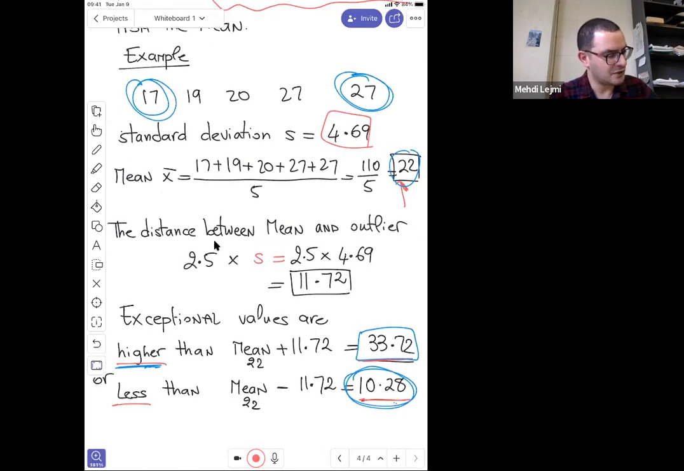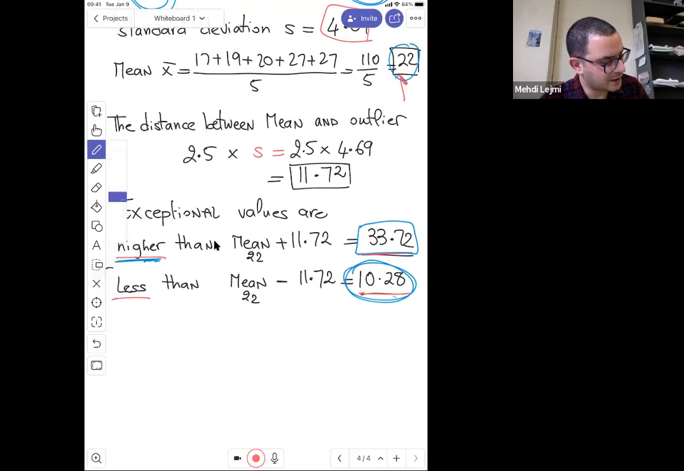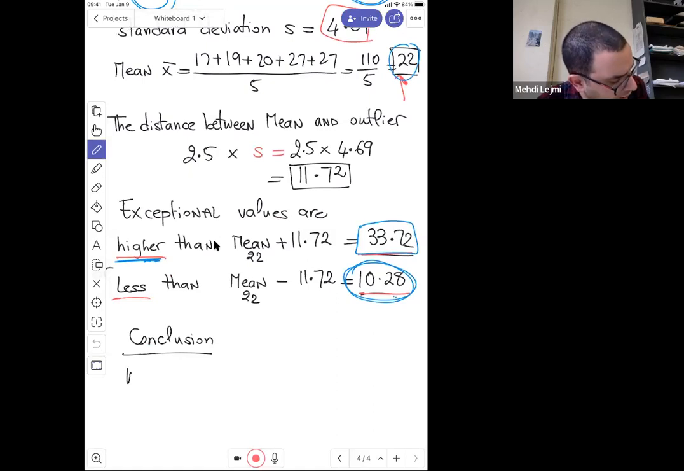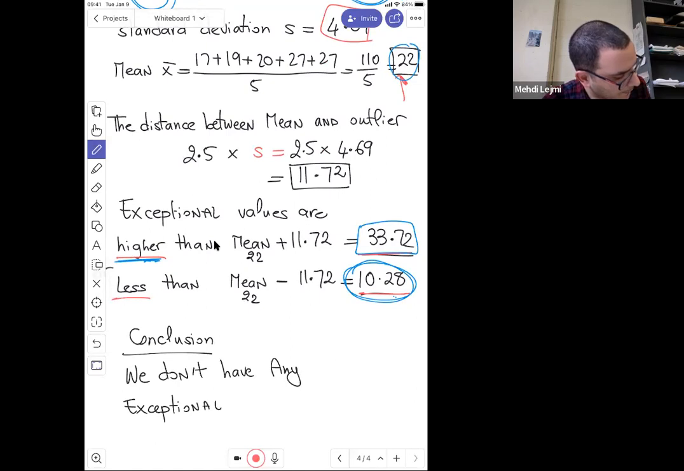So let me just conclude with this, guys, in 10 seconds. I'm sorry, I went over time. We didn't finish this section, so I'll come back to this next time. So the conclusion here: we don't have any exceptional values in this example.